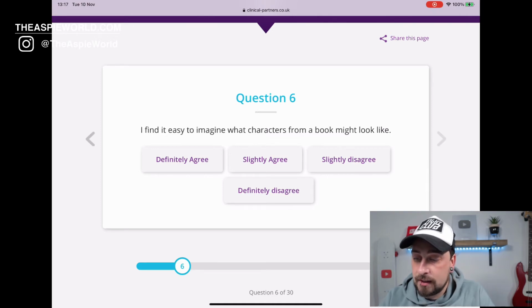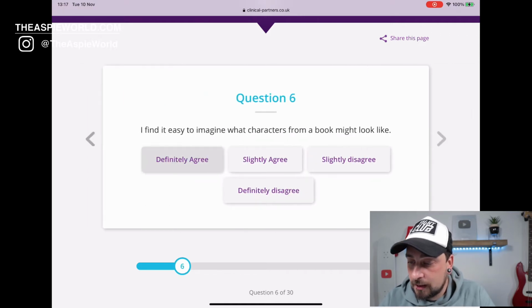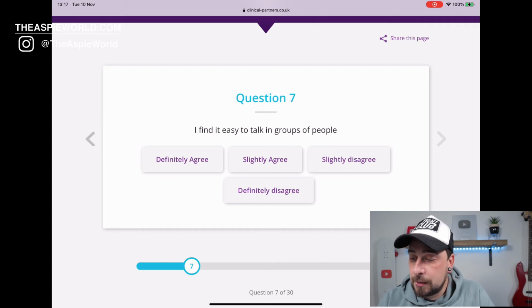I find it easy to imagine what characters from a book might look like. Oh, 100%, I have no idea. Oh, did I write that one right? I find it easy to imagine what characters... No, definitely disagree. I find it easy to talk in groups of people. Definitely disagree. I am more interested in finding out about things than people.